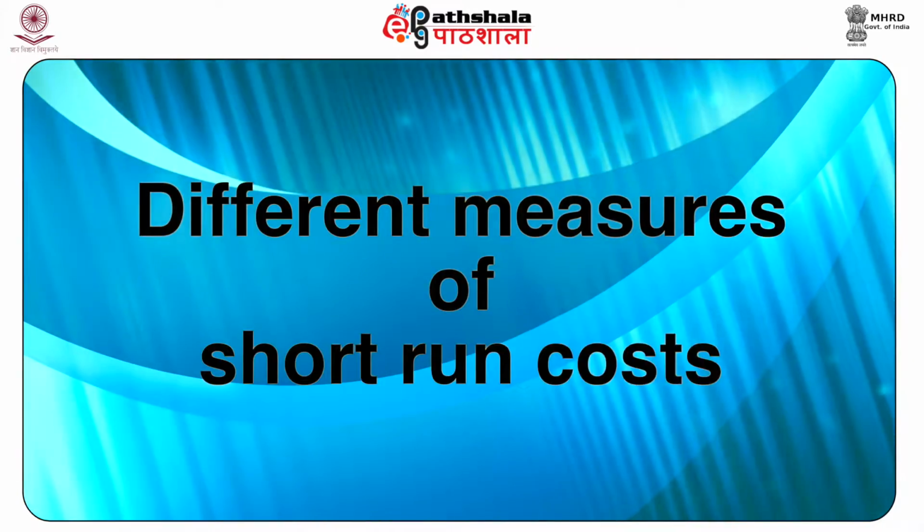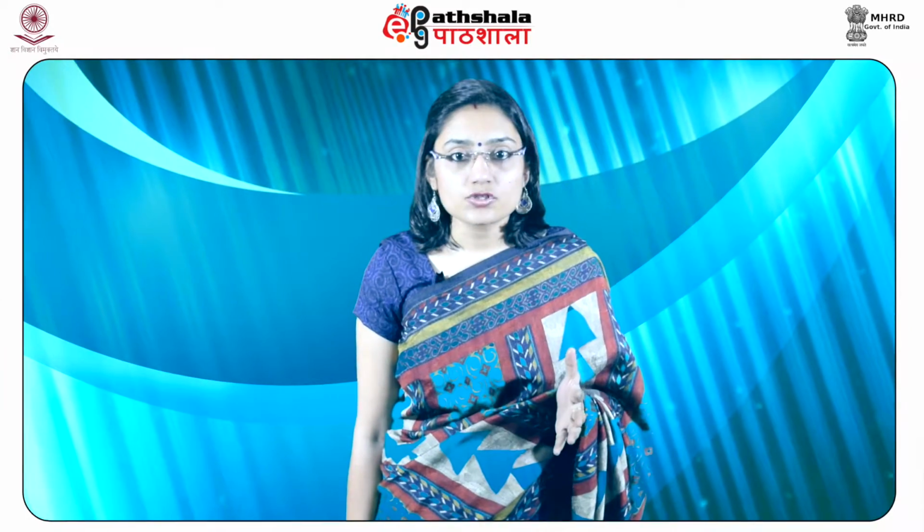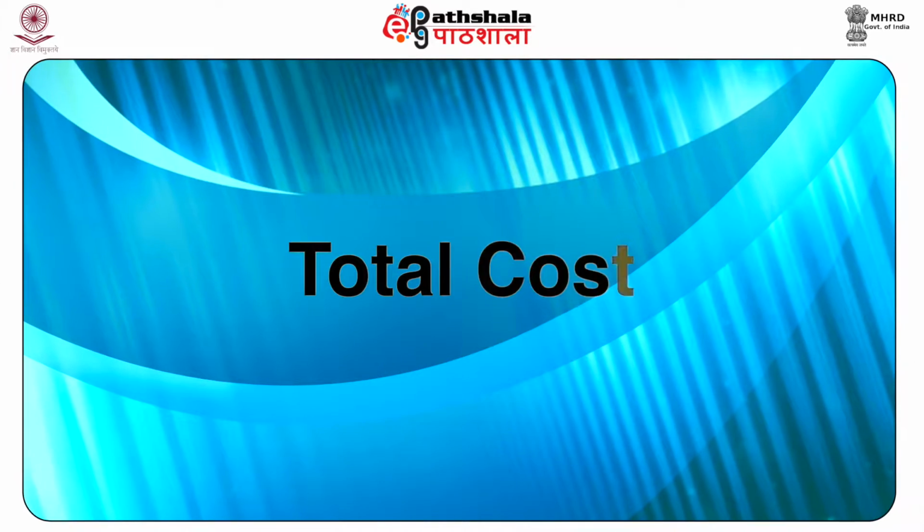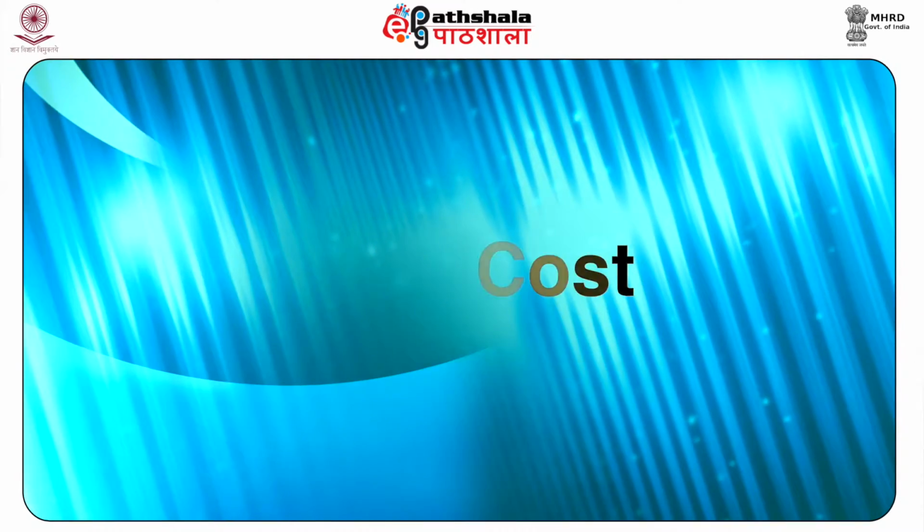Different measures of short run cost. There are many measures of cost of production in the short run that are helpful in taking the production and pricing decisions. These measures are: first, total cost, which is also known as TC.